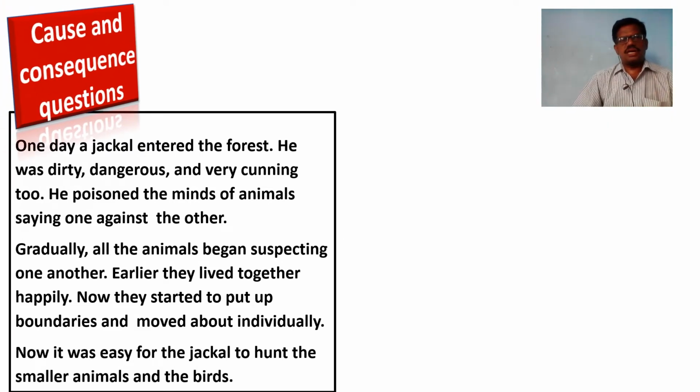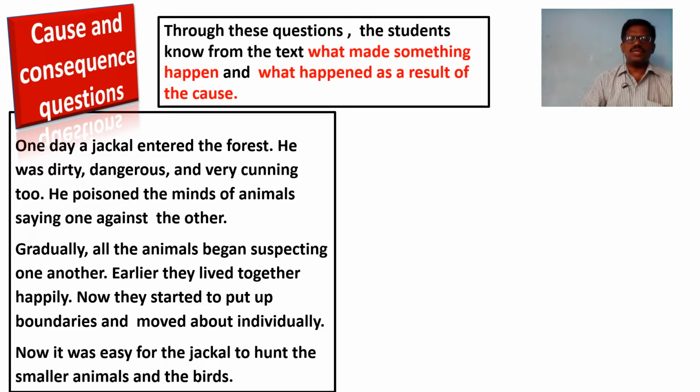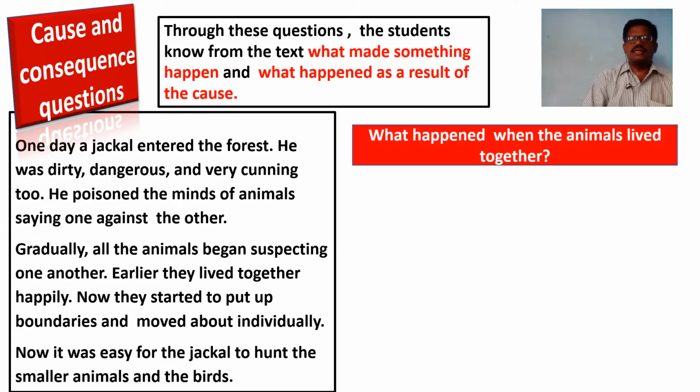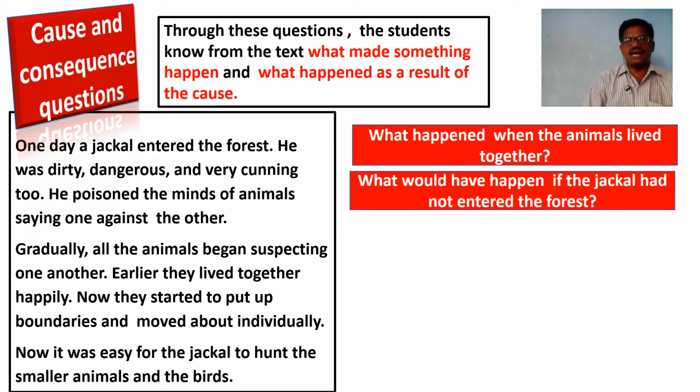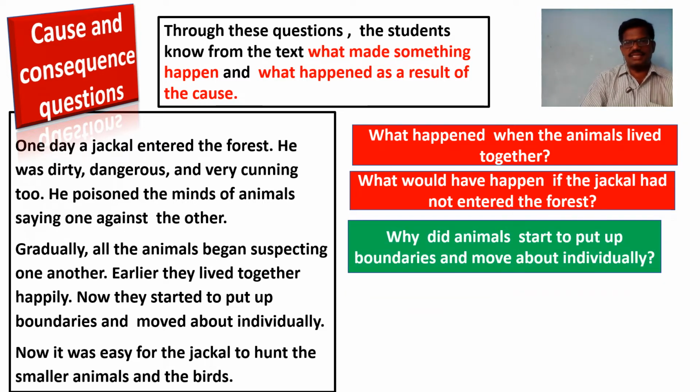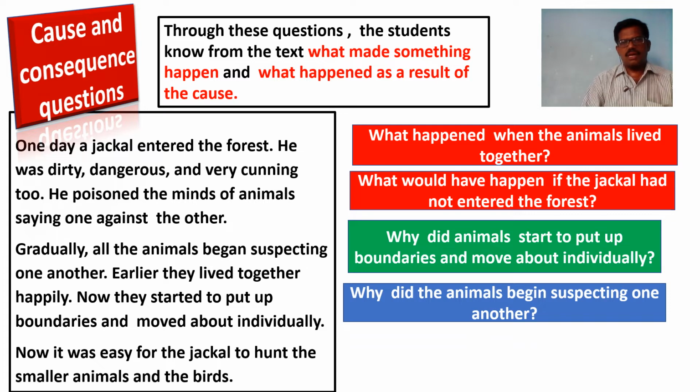Now another set of questions, cause and consequence questions. Through these questions, the students know from the text what made something happen and what happened as a result of the cause. Here they will get the answers from the text itself. What happened when the animals lived together? They will search for the answer from the text and come out with the answers. What would happen if the jackal had not entered the forest? Why did animals start to put up boundaries and move about individually? Why did the animals begin suspecting one another?